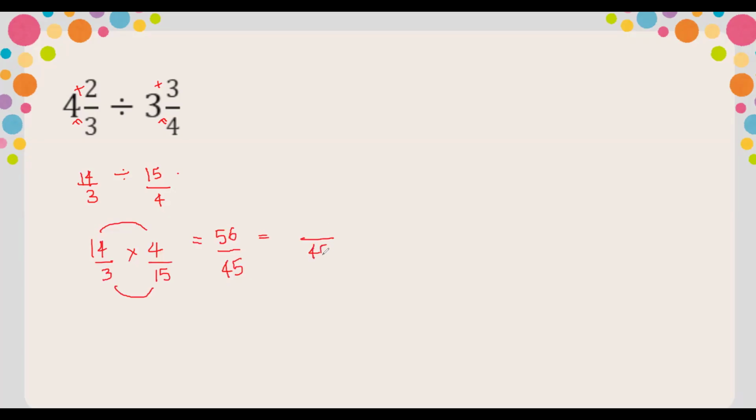45 will remain as it is. What is the closest number to 56 in the table of 45? It is 45 ones are, which is 45. 45 twos are too big, which is 90. Is it close to 56? No. So let's take 45 ones are 45. Now, 45 plus what will give you 56? What will you add to 45 to get 56? You will add 11, right? So that is our final answer, 1 11 by 45. Let's move on to the next question.